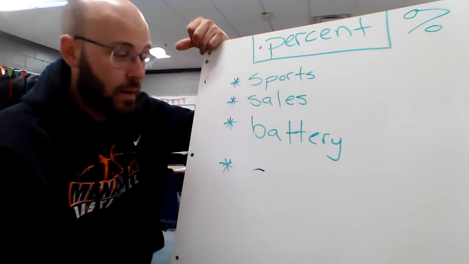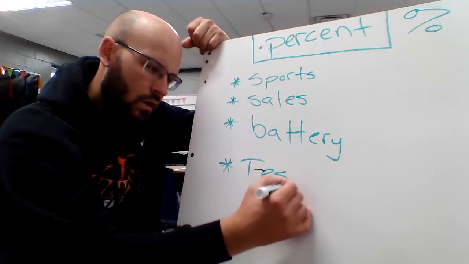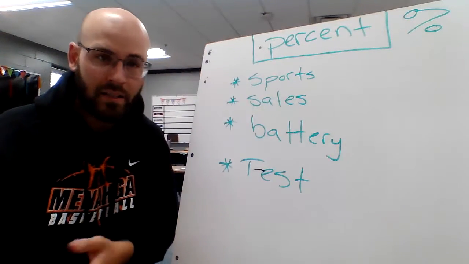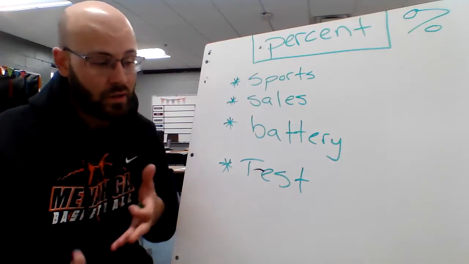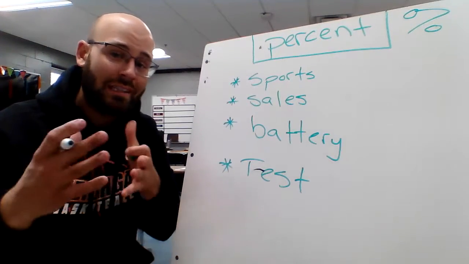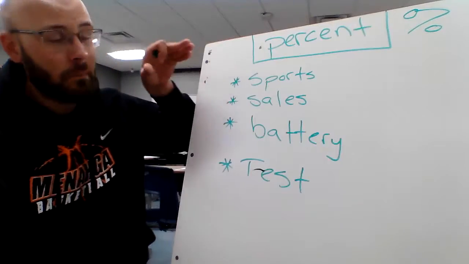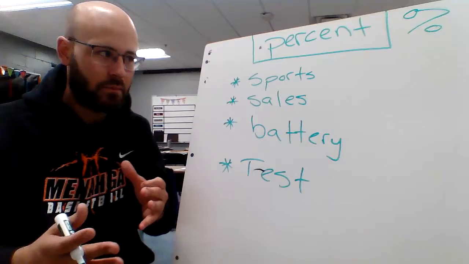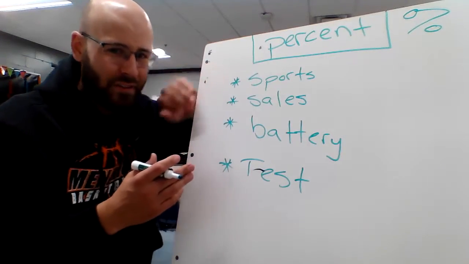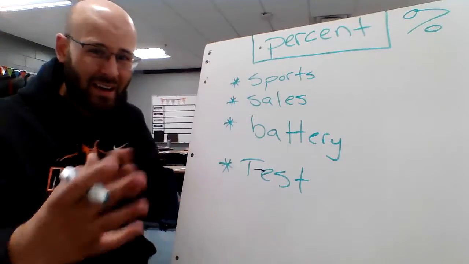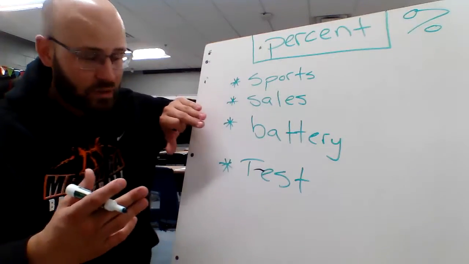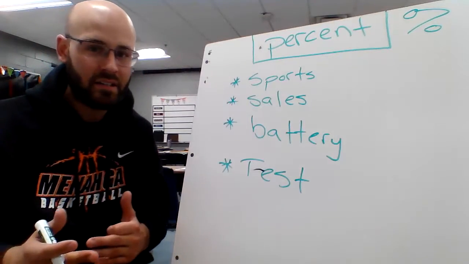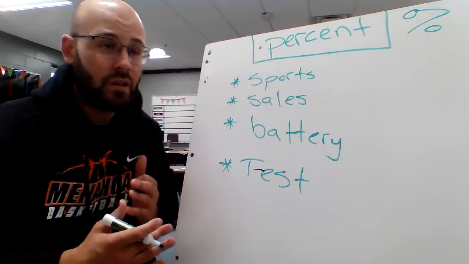I also see it, and this is one you probably see a bunch too, in things like tests or homework, grading. Oh, I got 80%, that's a B minus. I got a 93, that's an A minus, and so on and so forth. We use percentages for a lot of things. If you're wondering what percent means, you're probably thinking it has to be some sort of measurement, because we're seeing how often goalies save, how much we get off of a shirt or anything for that matter, how much battery we have left, and how much we got right or wrong on a test. That all has to do with percentages.